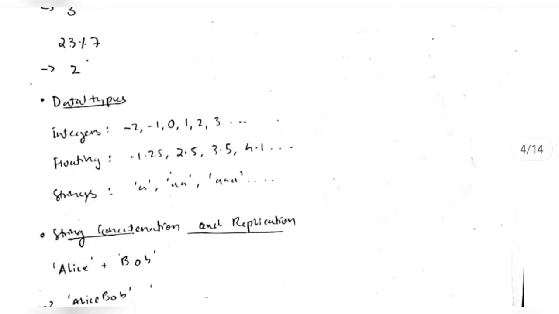And coming to data types, we have to store different types of data. So we have integers, floating, and the strings. These three are the most used. And another one we have is bool, which will have either true or false. So we'll be discussing the examples in the upcoming topics.